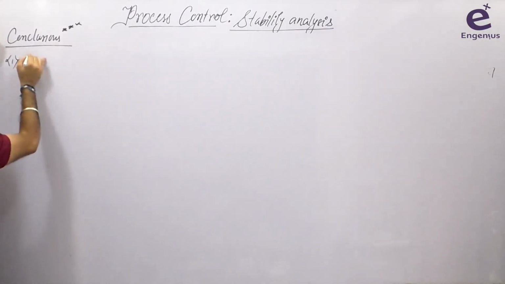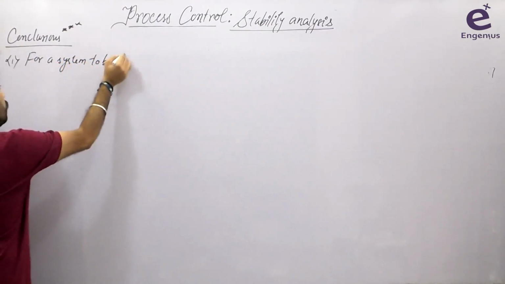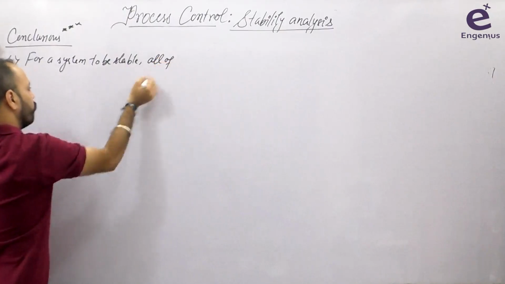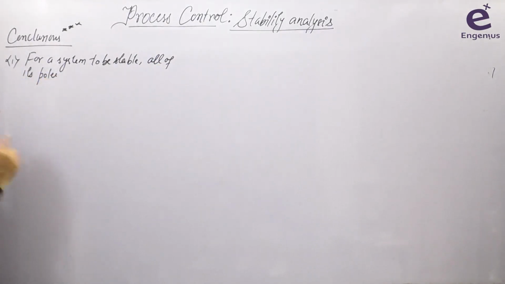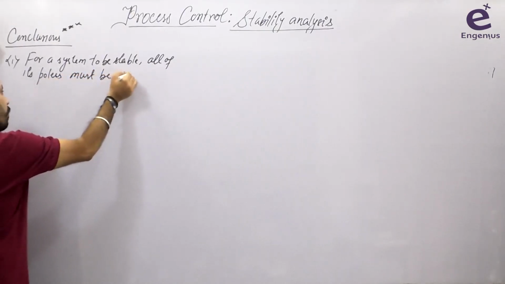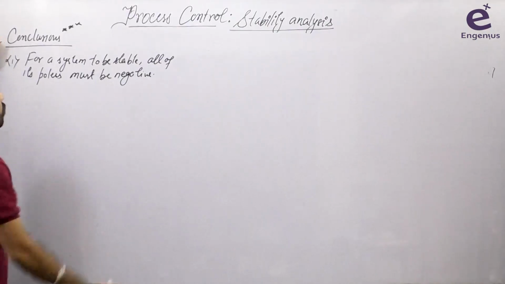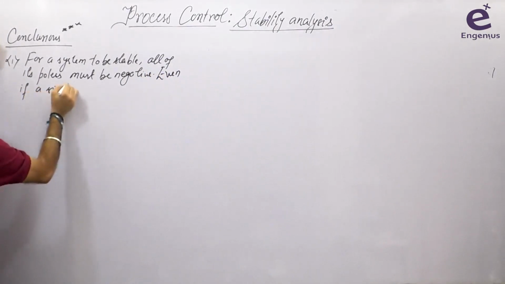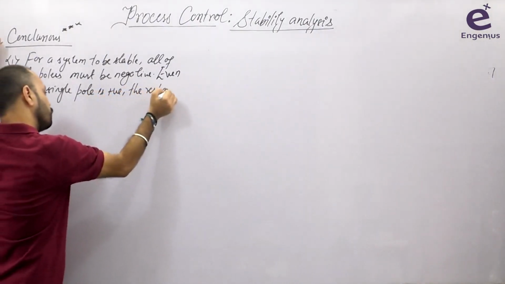For a system to be stable, all of its poles, poles of the closed loop transfer function, all of its poles must be negative. This was the conclusion, because you saw that whenever a root is positive, the response was unstable. So even if a single pole is positive, the response is unstable.